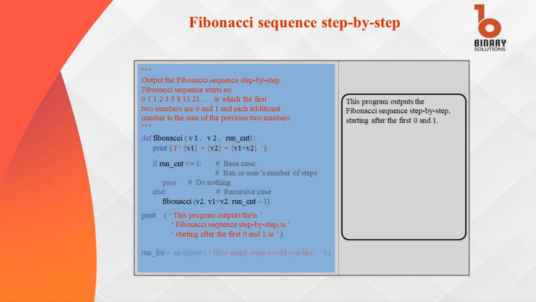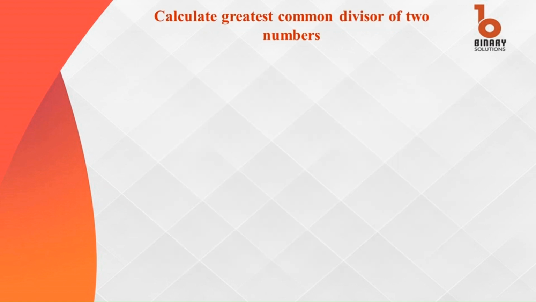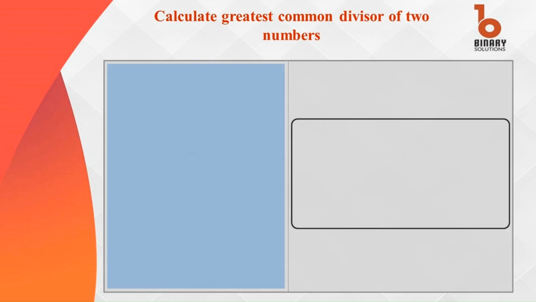The program prompts the user to input how many steps of the Fibonacci sequence they want to see and prints each step in the sequence, starting from 0 plus 1 equals 1. The output shows how each Fibonacci number is formed by adding the previous two numbers, such as 34 plus 55 equals 89. This program calculates the greatest common divisor of two numbers using recursion.